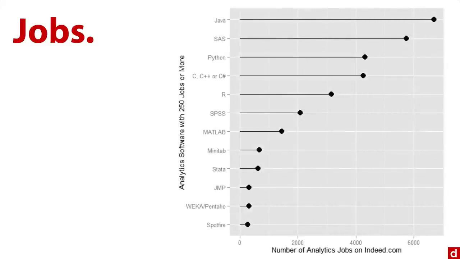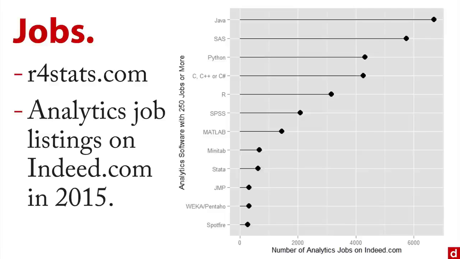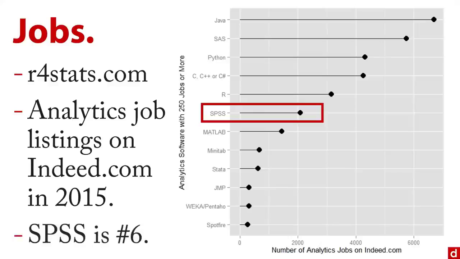Also, you can look at jobs. Here's another chart that is also from r4stats.com. And what this shows is analytics job listings on indeed.com in 2015, one major source of tech jobs. SPSS is on the list, but this time you see it's actually a lot lower. It's number 6. And so there is a difference here between academic publishing and employment in analytics.